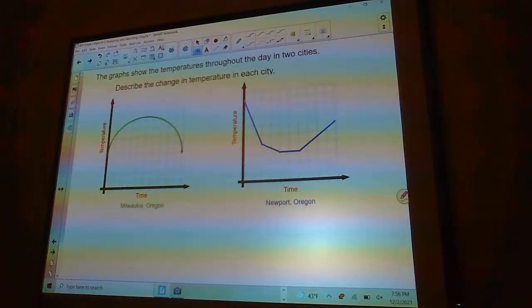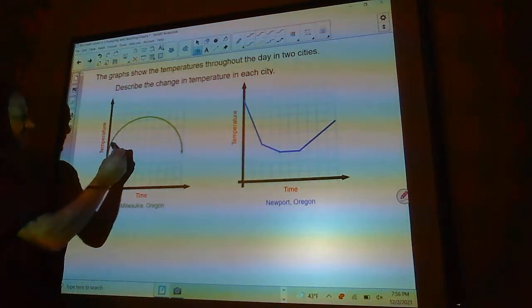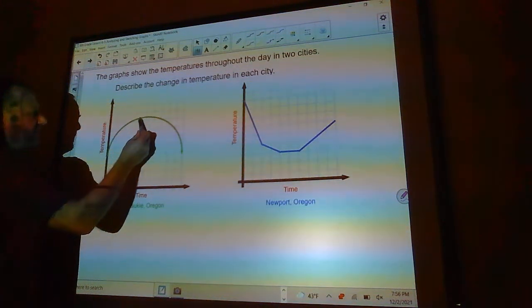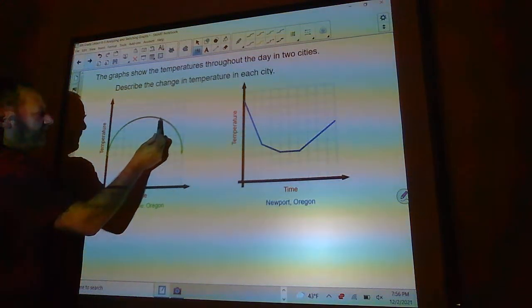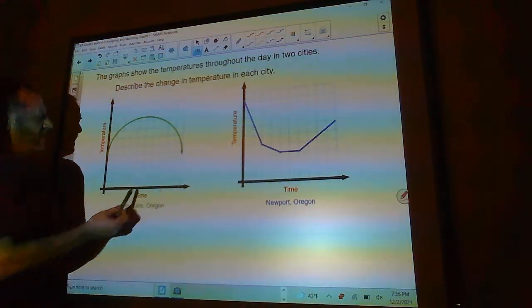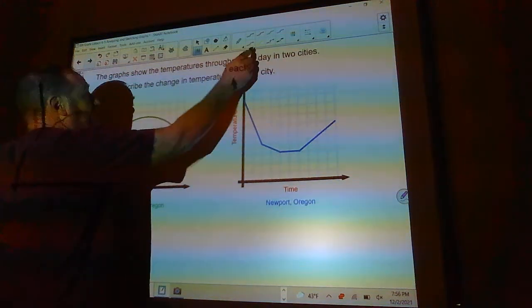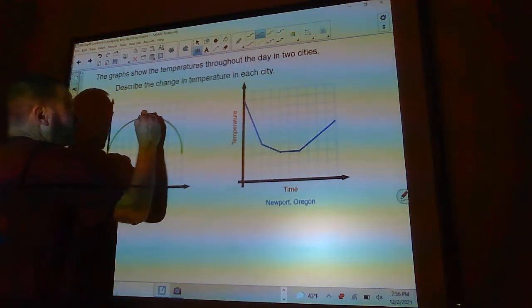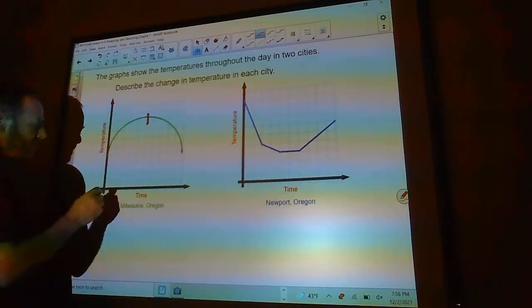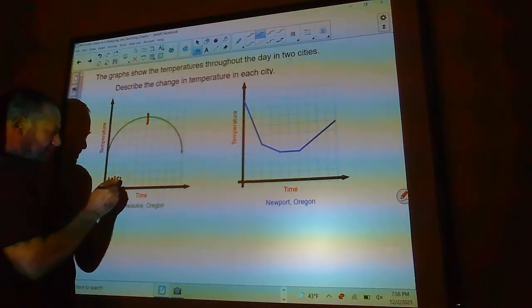The graph showed temperatures throughout the day in 2 cities. Describe the change in temperature in each city. So this is Milwaukee, Oregon right here. What's happening to the temperature? Well, the temperature is getting bigger and bigger and bigger, and then it's evening off, and now it's decreasing. Now it's increasing, the temperature is increasing on this half of the graph right here.